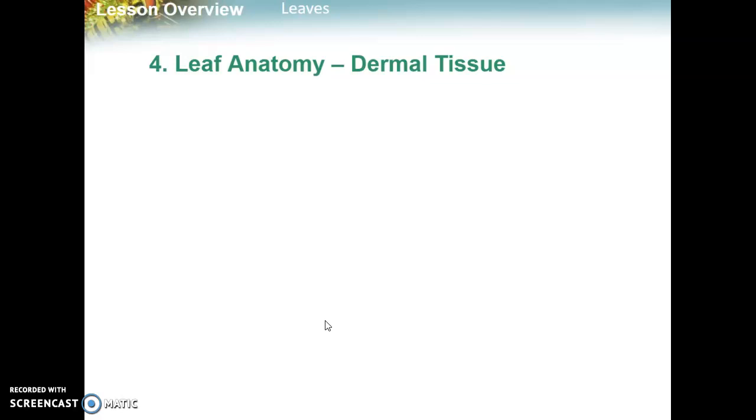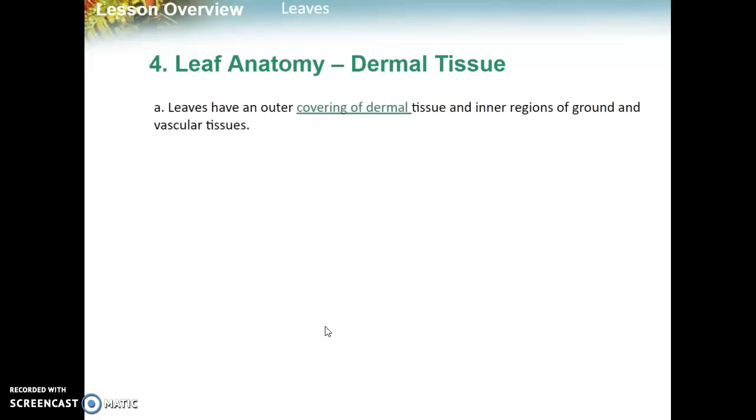Let's look a little bit at the anatomy of a leaf. We know it's a blade and a petiole, but let's take a look at this blade part. The leaf has a covering of dermal tissue. That shouldn't surprise you because stems have a covering of dermal tissue. We call that top layer the epidermis, remember? Roots have a covering of dermal tissue. They help to protect the thing.